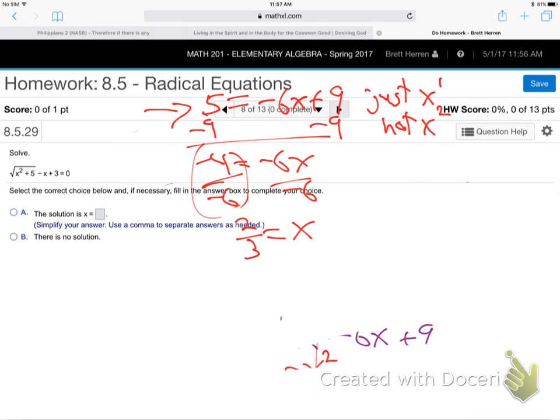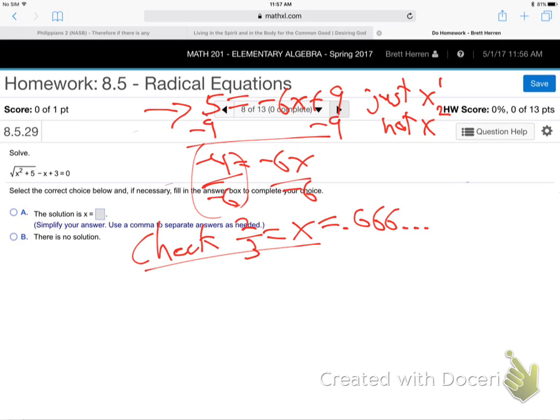So let's check. How do we check? You know what? To make it easier, guys and gals, I would just make that a decimal. Just use your calculator. It's 0.666. You know, it's hard to do fractions. We don't want to mess with fractions. Just divide 2 by 3, get 0.666.